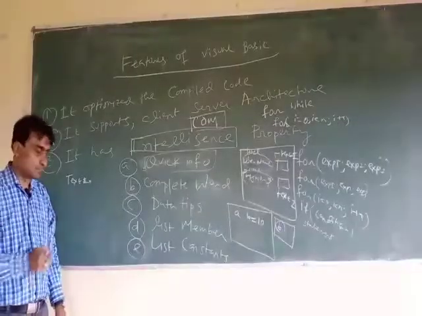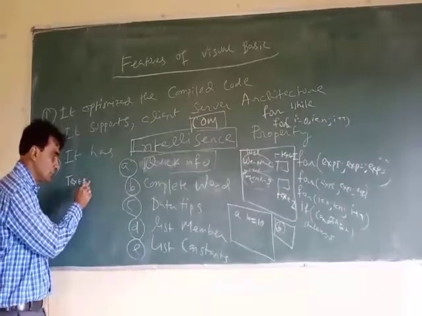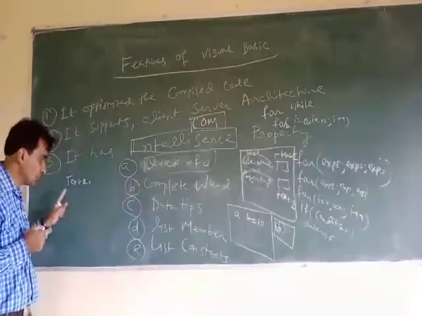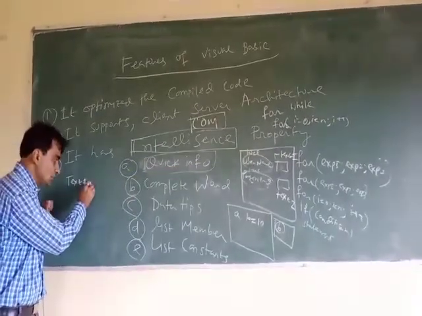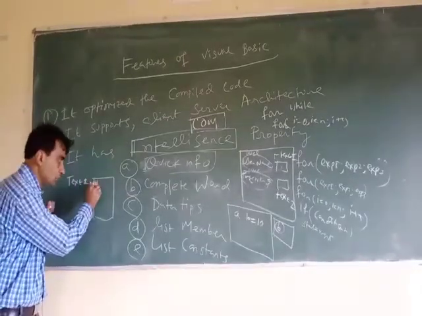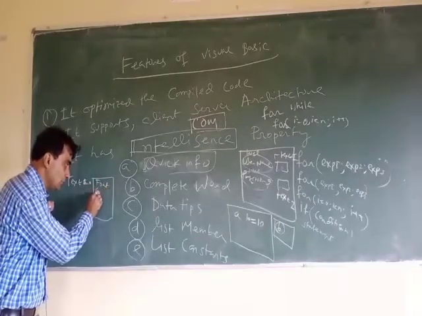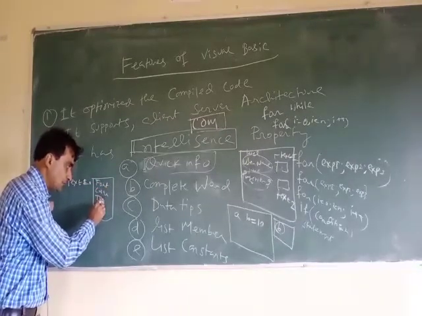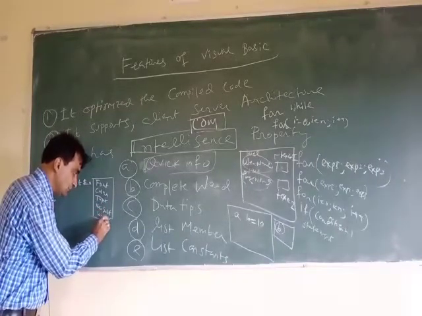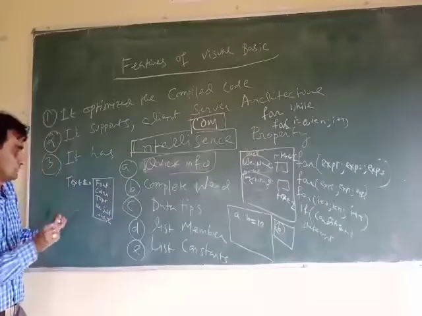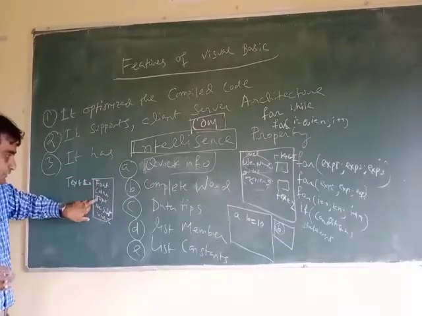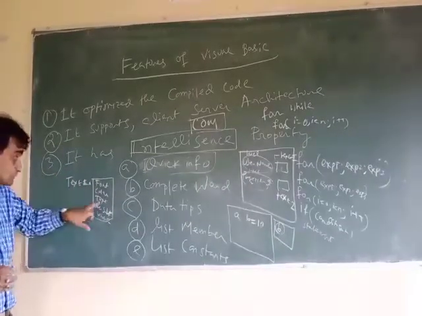So assume Text1 dot in Visual Basic. See Text1, why? Because that is the first text box. Once you type dot, immediately you will get a list automatically. In the list what will be there? Some members will come: font, color, text, height, width. Now whichever is required for us, we can select.